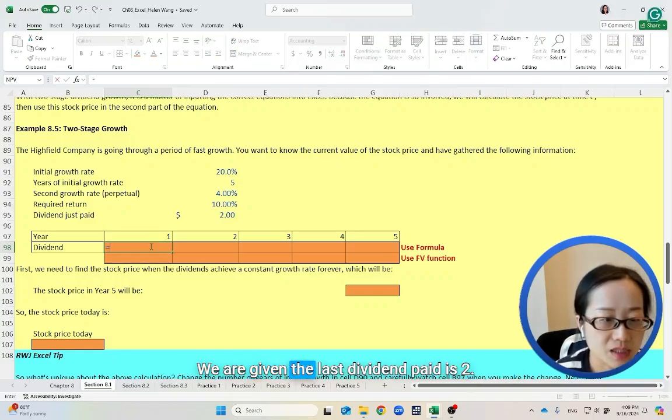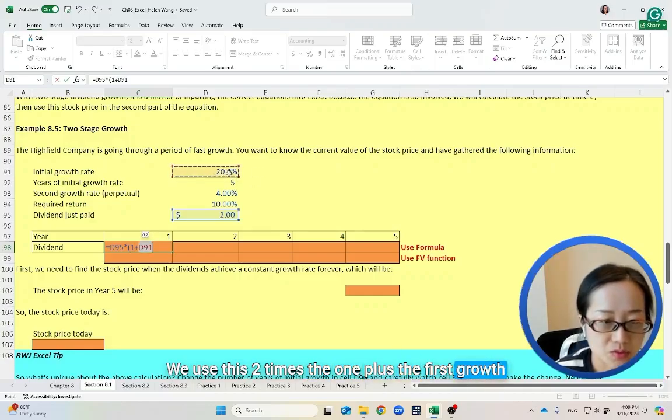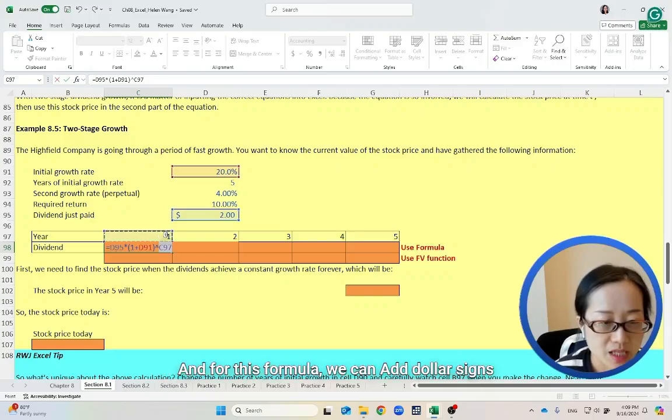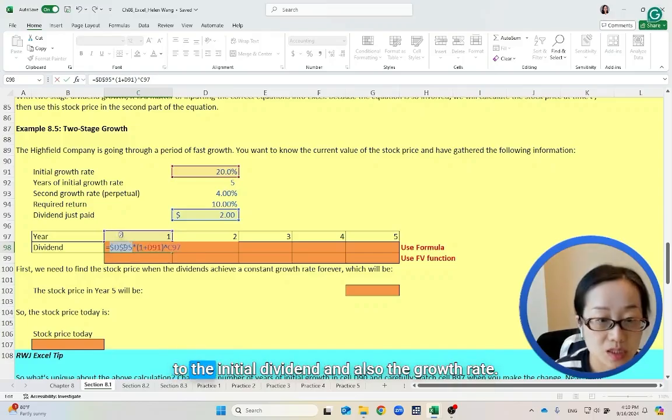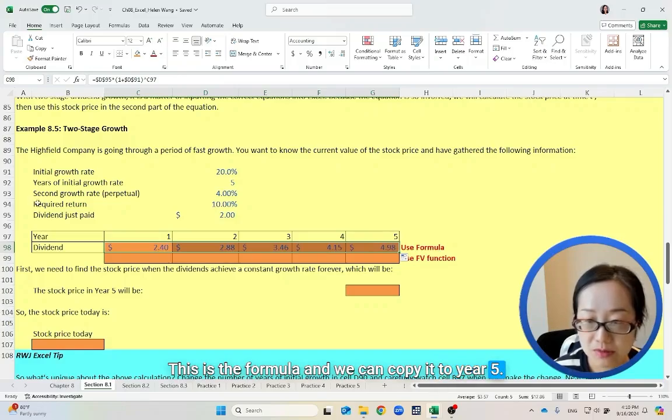We are given that the last dividend paid is $2. We use this $2 times 1 plus the first growth rate, 20%, with power to 1 for the first year. And for this formula, we can add dollar signs to the initial dividend and also the growth rate. This is the formula, and we can copy it to year 5.